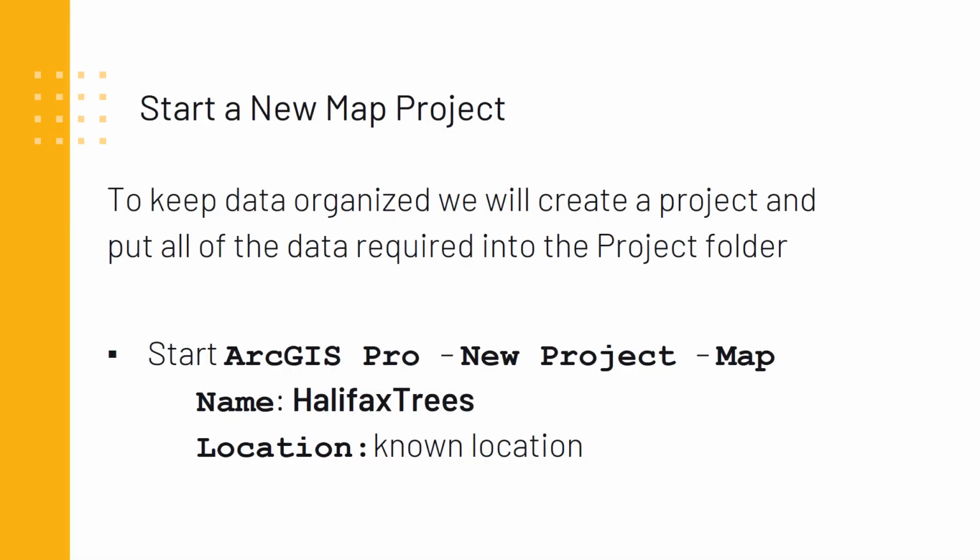We're going to begin by creating a new map project. We're going to do this to keep all of our data organized. So when we create the project, it's going to create a project folder. And inside this project folder is where we're going to keep all of our data. So you're going to start ArcGIS Pro. You're going to go to the New Project and Map button. I'm going to suggest calling it Halifax Trees and putting it in a location that you're aware of.